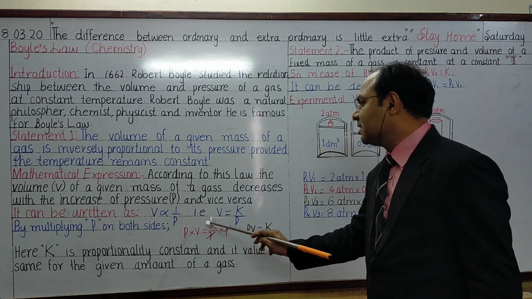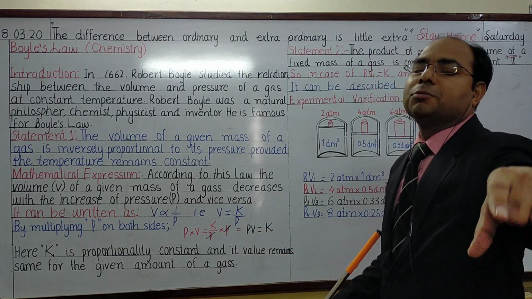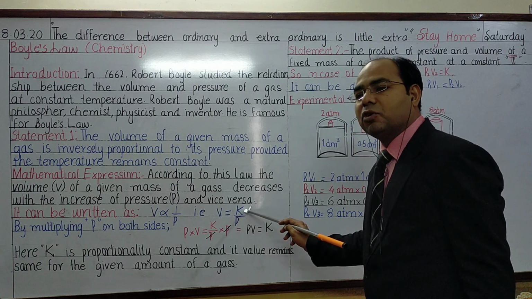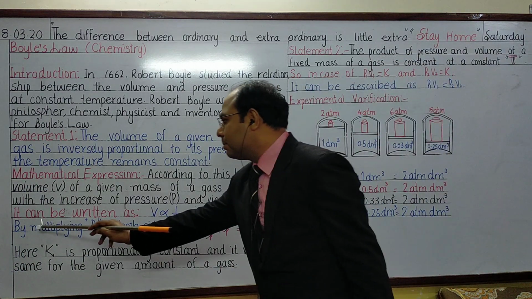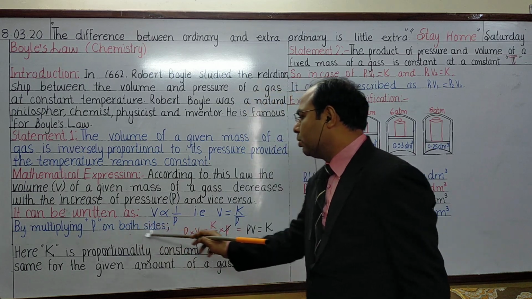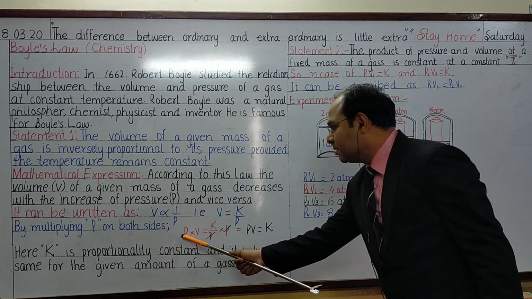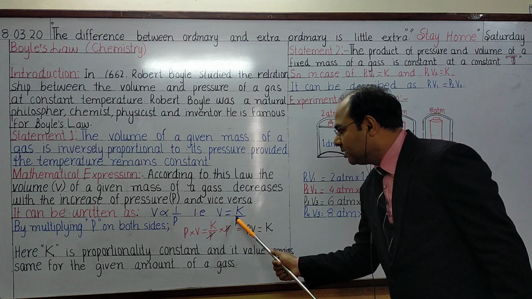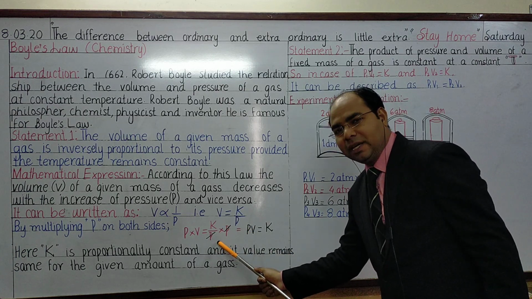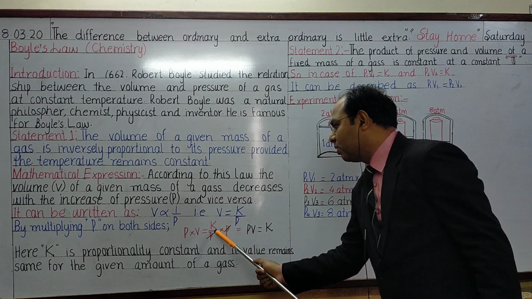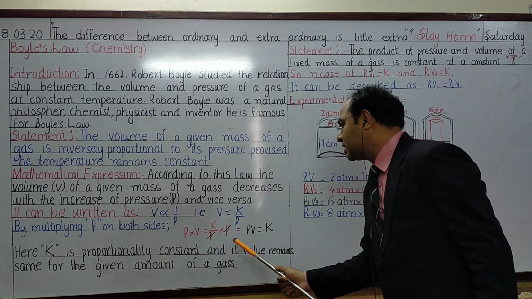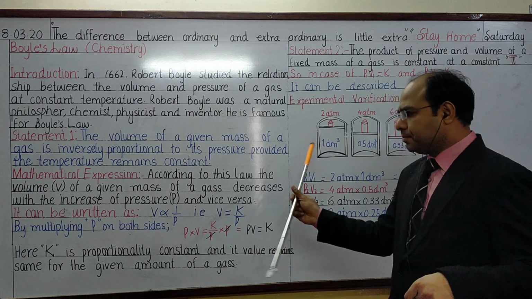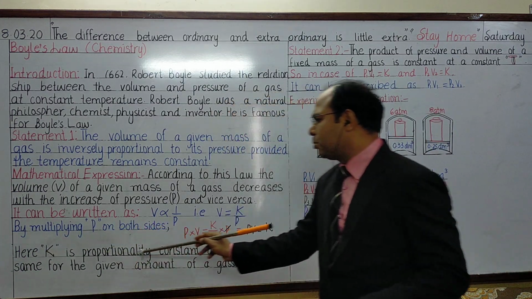1 by P. If you remove the proportionality sign, put the sign of equal and use K for the proportionality constant. Then by multiplying P on both sides, how will it go? P multiplied by V, and P also multiplied by K by P. So here P will be crossed, and what remains is K only. So the equation becomes P into V is equal to K. Here K is the proportionality constant.